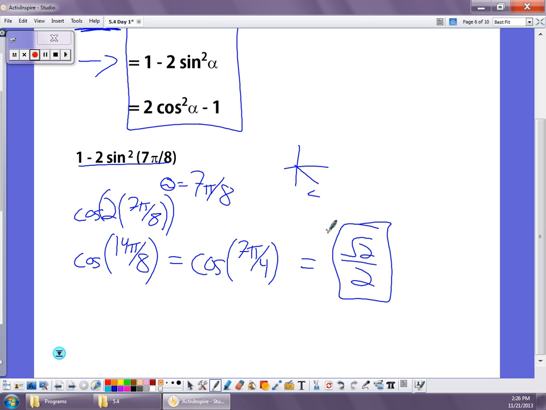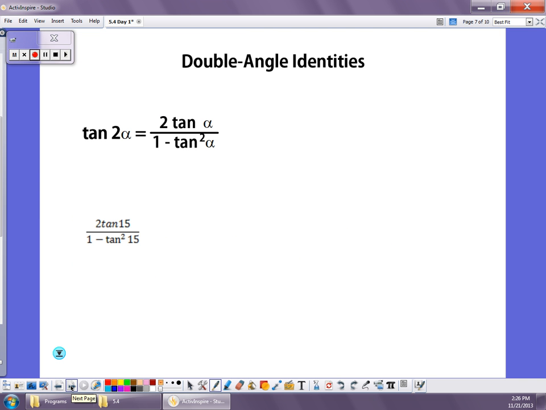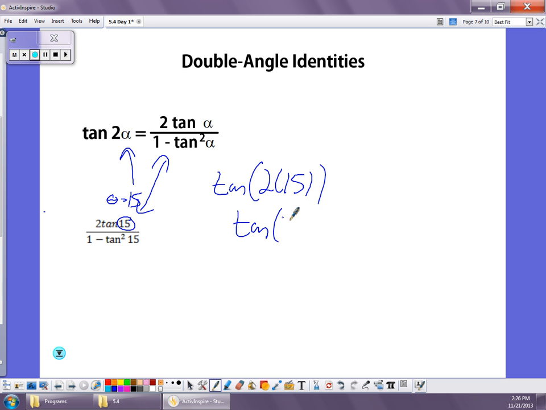So those 3 all go back to cosine 2 theta. Tangent is pretty straightforward. We have 2 tangent alpha over 1 minus tangent squared alpha. We're looking just for the commonalities between these two. You can see they are identical, where theta is 15. So again, I'm just going to put 15 in here for theta. So I get tangent of 30, which is root 3 over 3, and that's all we're doing here.